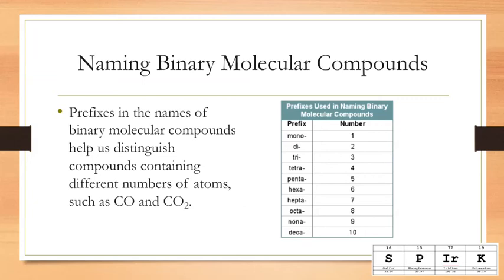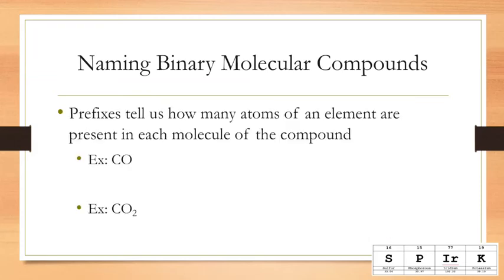You might remember something similar from your geometry class, where the only difference is now we have a mono and a di, and instead of quadra for four sides, we have tetra. Prefixes tell us how many atoms of an element are present in each molecule of the compound, so for example, we have CO and CO2. When we go about naming these, we're going to follow the rules on the following slide.